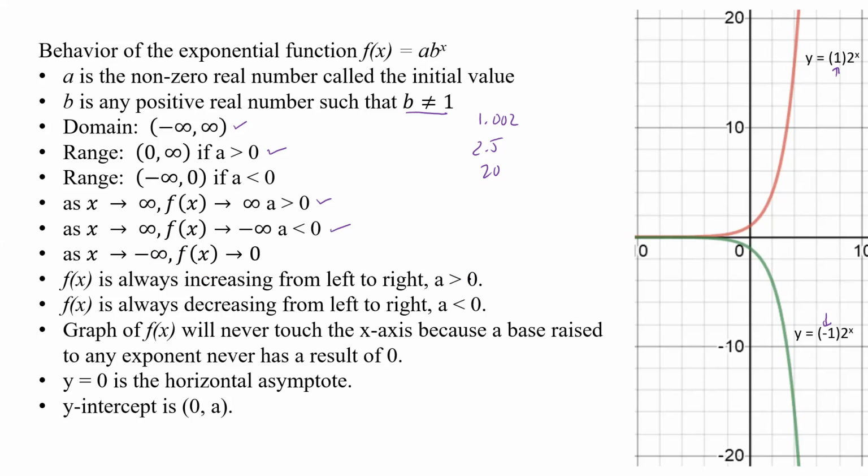So when a is greater than 0, f of x is always increasing from left to right. And if a is less than 0, f of x is always going to be decreasing from left to right.